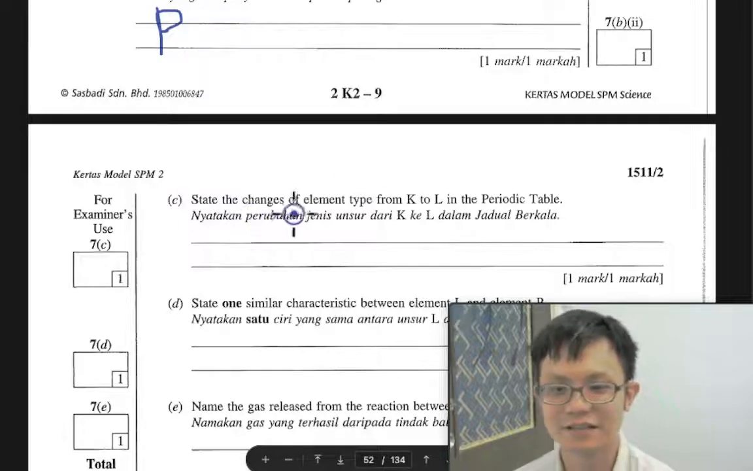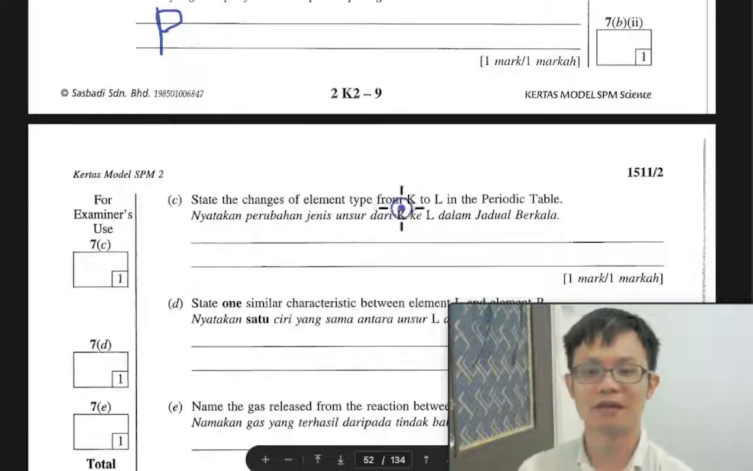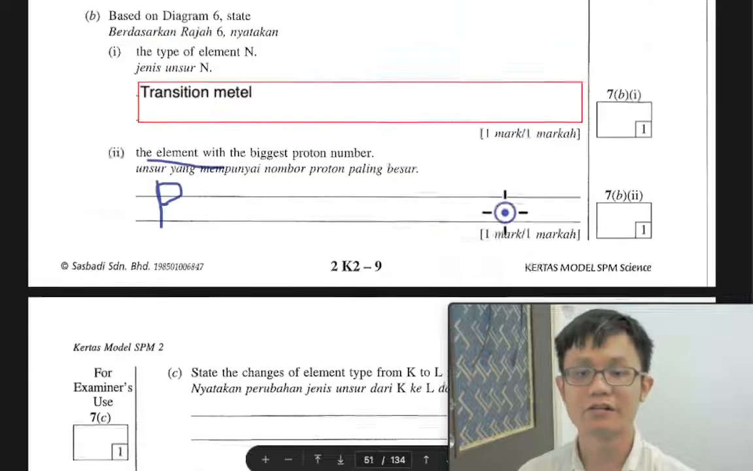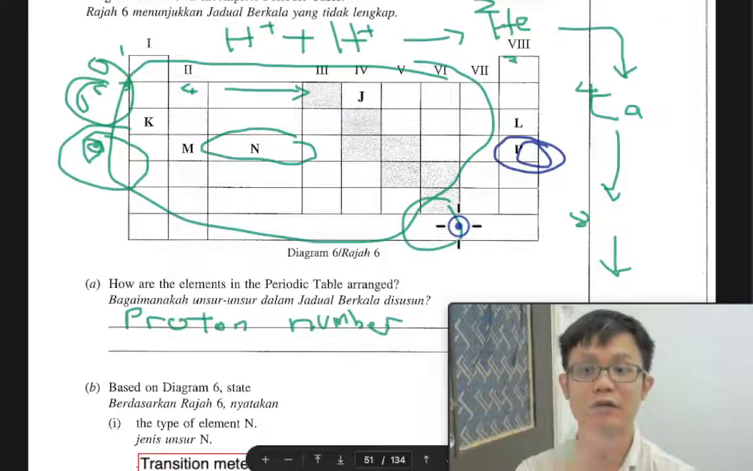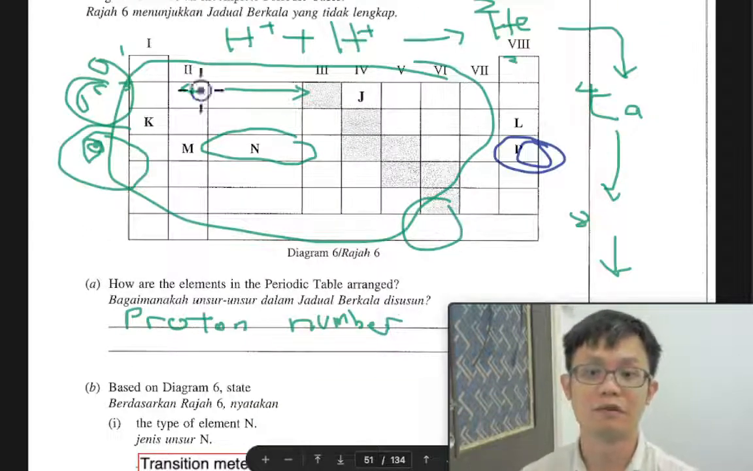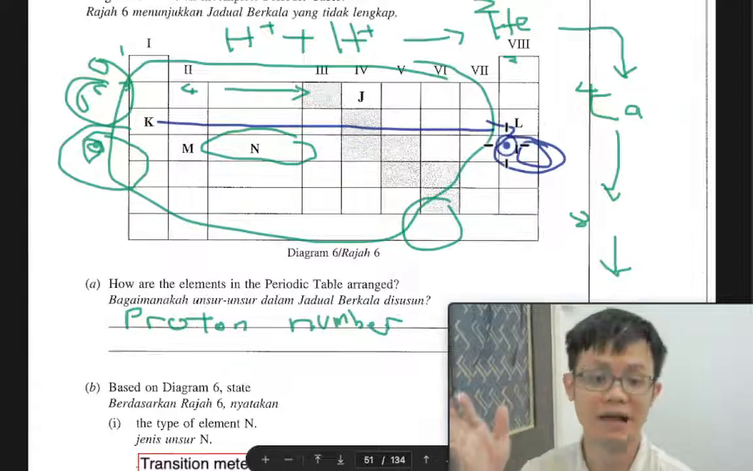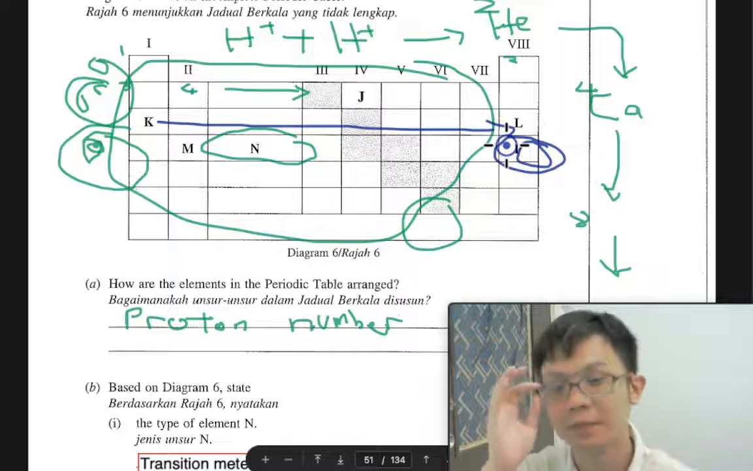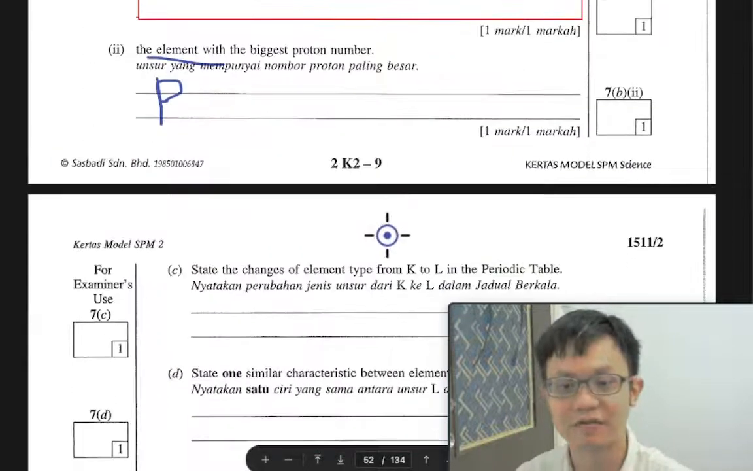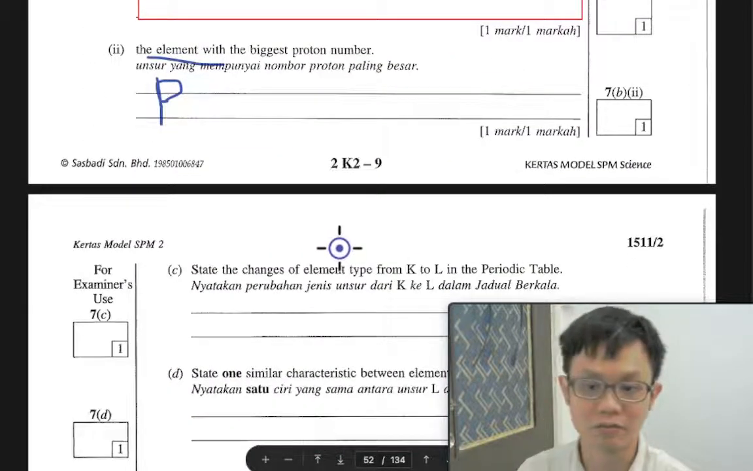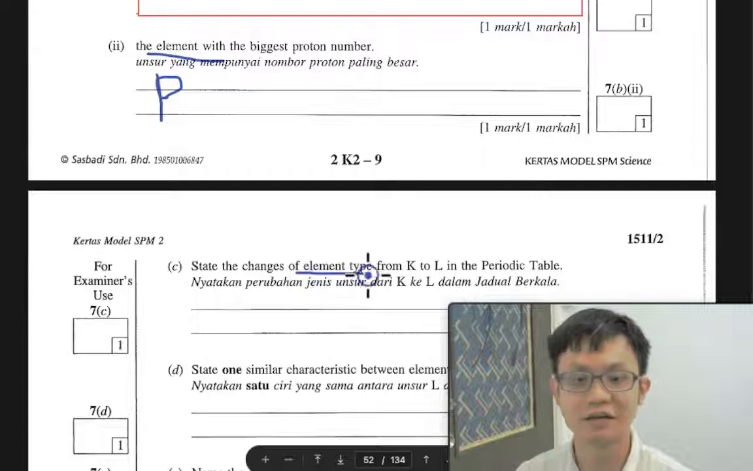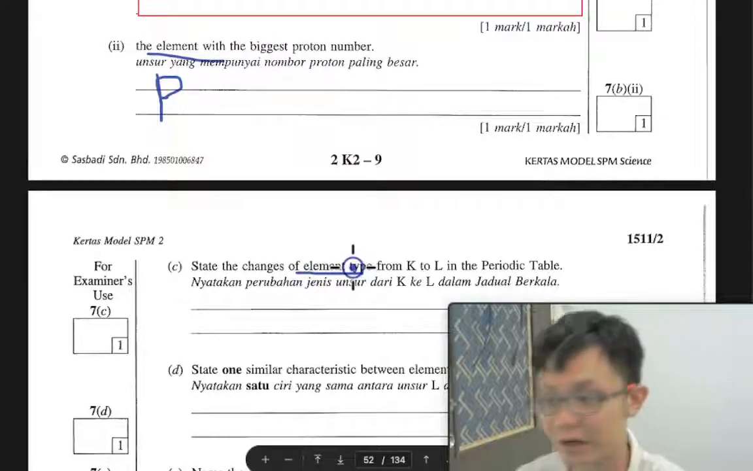State the changes of element type from K to L in the period. We need to see K and L, whether it moves to the right or to the bottom. From K to L, we can see it moving from the left to the right. So what change in the element from left to right in the periodic table?